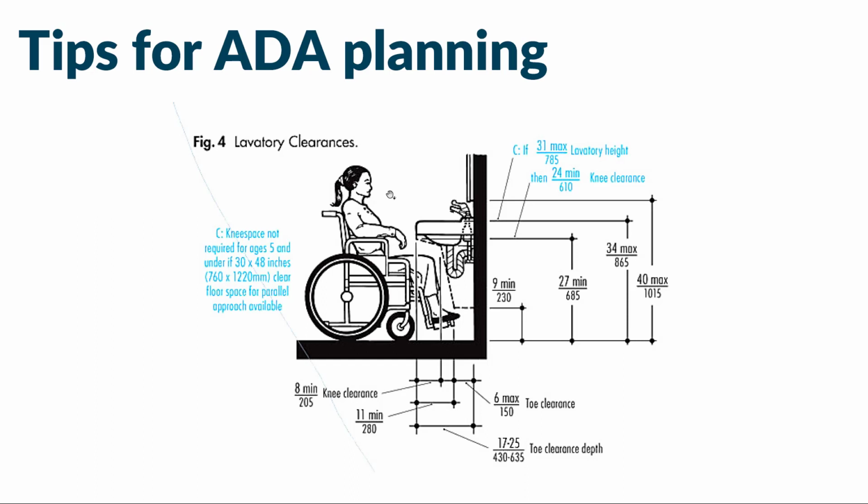Then we can see some similar clearances to what we see in kitchens in terms of coming up to the lavatory, up to the sink, and the requirements we have there. So again, that 34-inch maximum height, 27-inch minimum, so someone can come up underneath. And we also see here there's a 40-inch max for the bottom of the mirror. Okay, if we go any higher than that, an individual in a seated position might not be able to see into the mirror. So the bottom of the mirror is at a 40-inch maximum height.